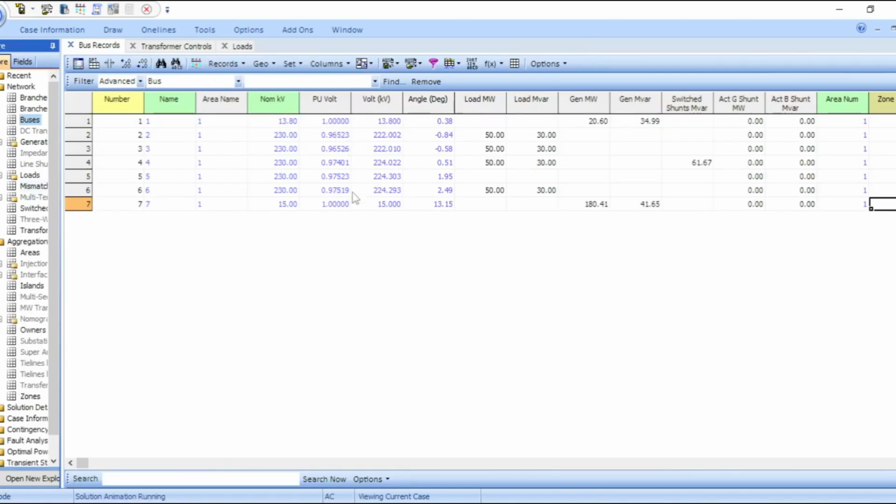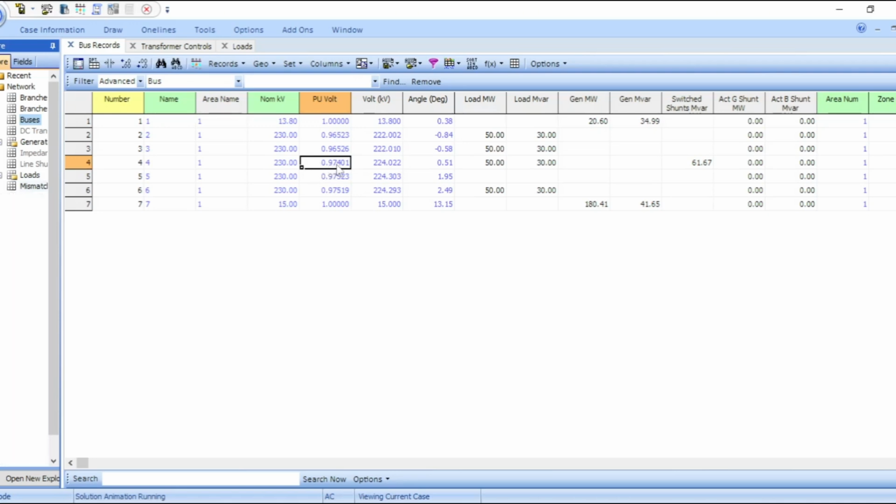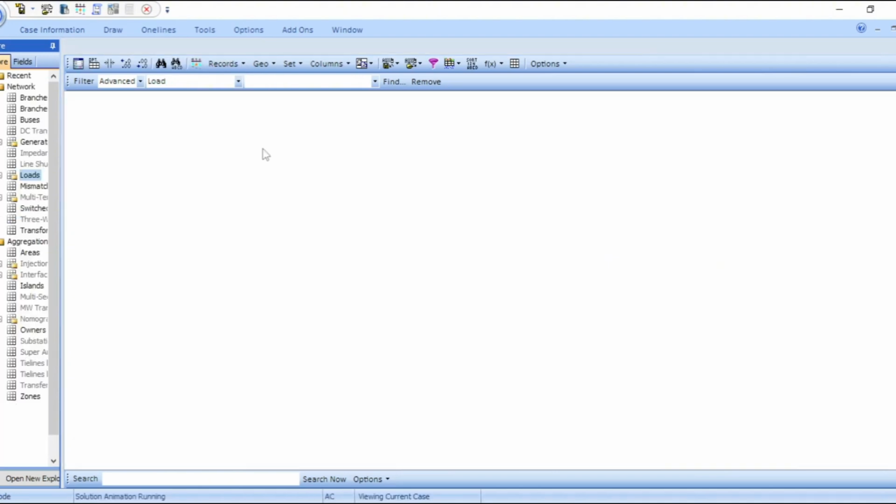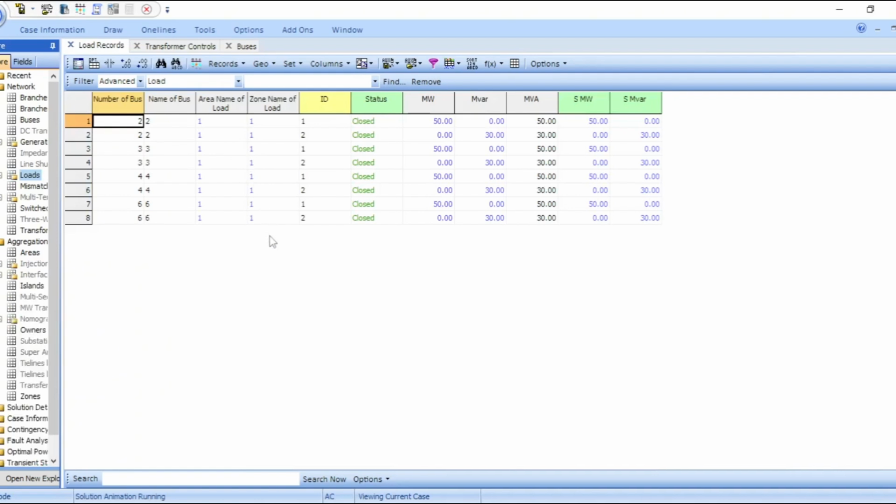So we can see here the new voltages at each bus. We can see here that the targeted bus has changed to 0.974. Previously it was 0.93. So it has increased by nearly 5%. And we can also see the transformer outputs, and additionally the load outputs, as you can see here.